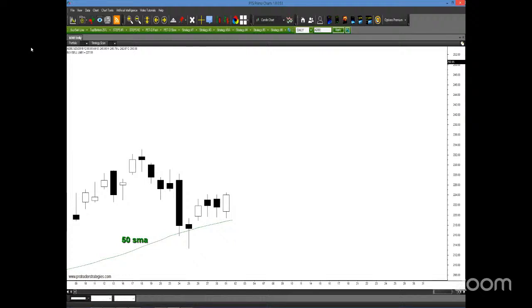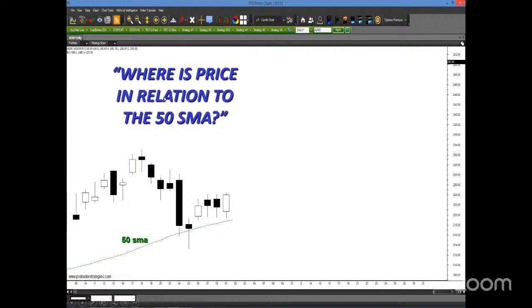And then the first thing you do is ask yourself this question. Where is price in relation to the 50-period simple moving average? Whether it's a 5-minute chart of the E-mini futures or a monthly chart of crypto or a weekly chart of Apple, it makes no difference. Where is price at this moment in relation to the 50-period? Now, in this scenario, price was above, right?